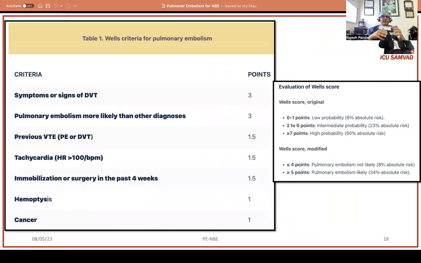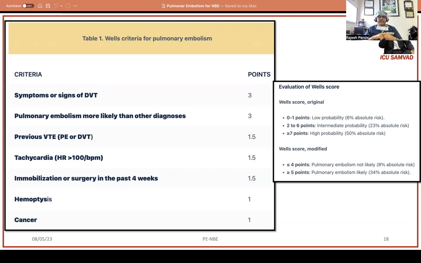So how do we look at these predisposing factors? Well, they are mostly for, like I said, OPD patients or ward patients. So Wells is the oldest criteria. It looks at symptoms or signs of DVT, then pulmonary embolism as the likely diagnosis as per the consultant, and history of previous pulmonary embolism or DVT. Patient has a heart rate of more than 100, has been immobilized for surgery or undergone surgery in the past 4 weeks, has hemoptysis or cancer.